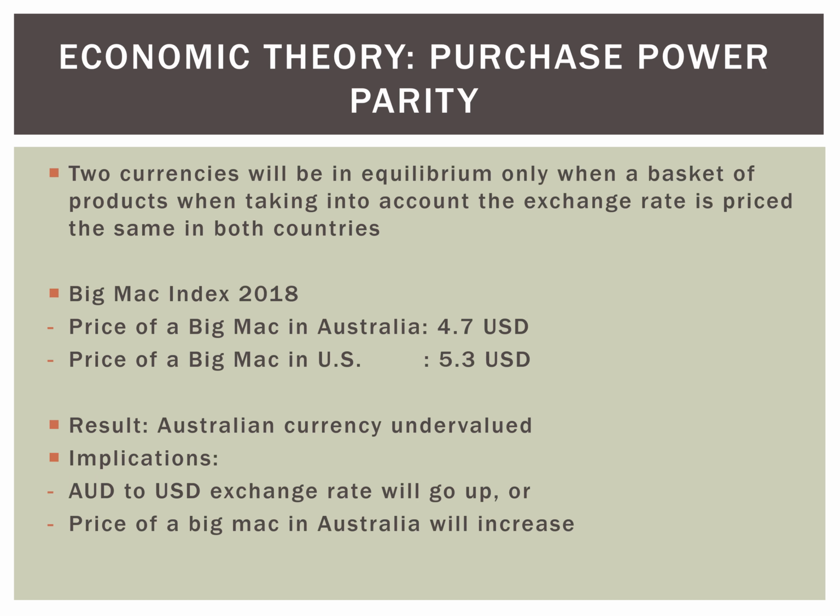However, according to the economic concept of purchasing power parity, two currencies will be in equilibrium only when a basket of products, taking into account the exchange rate, is priced the same in both countries. For example, according to the Big Mac Index, a Big Mac in Australia cost 4.7 USD in 2018 when taking into account the current AUD to USD exchange rate. In comparison, a Big Mac in the US cost 5.3 USD in 2018.